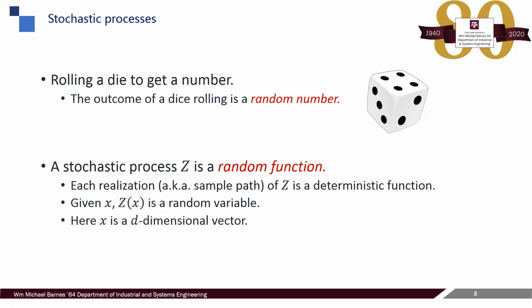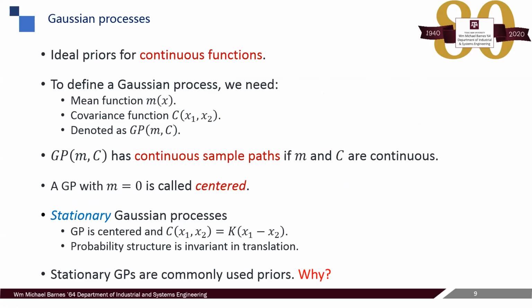And what we are interested in here is a specific kind of stochastic process called a Gaussian process. Gaussian processes are ideal priors for continuous functions. To define a Gaussian process, we only need two functions. One is the mean, one is the covariance. The mean is a function of x, in the same input space. The covariance function has to be a function of two arguments, each one a variable in that same input space. The notation for a Gaussian process is just GP, and we put M and C.